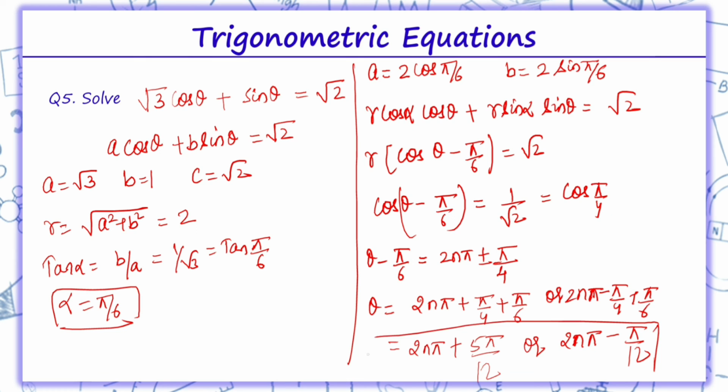So this is how we have to solve the equation when it is of the form a cos theta plus b sin theta equals c. So this was all about trigonometric functions, in which we covered each and every topic.